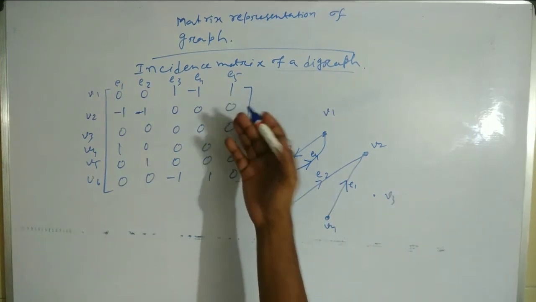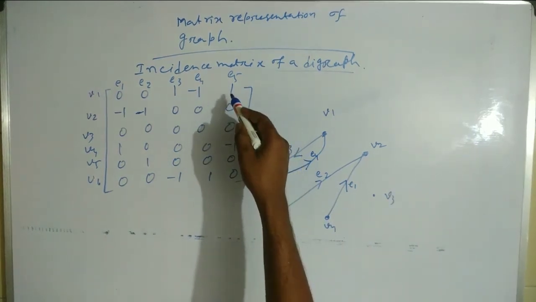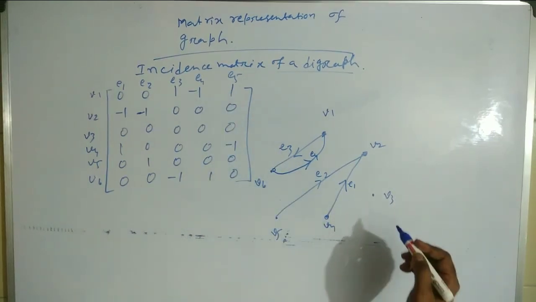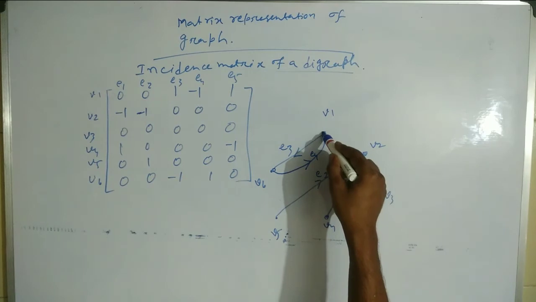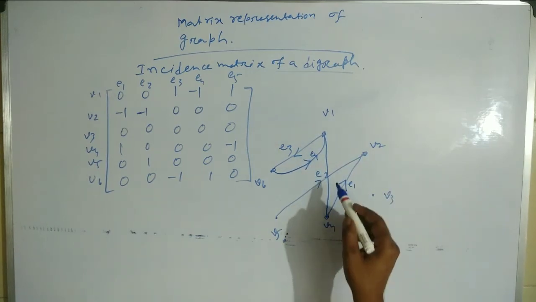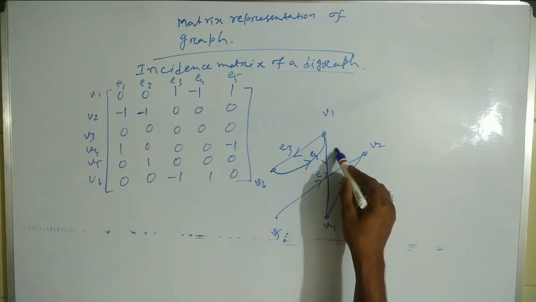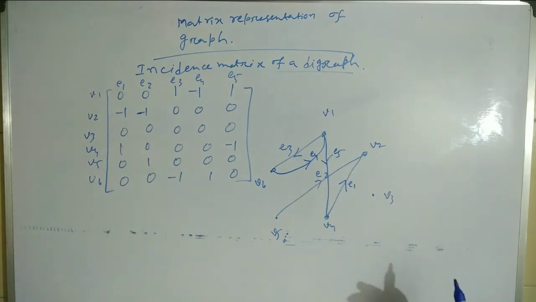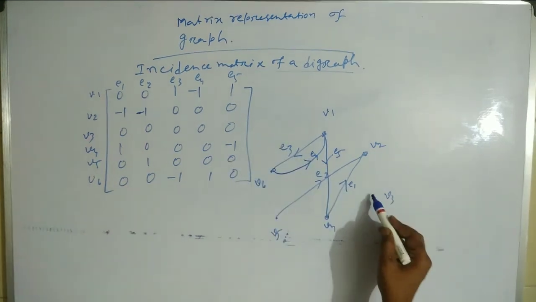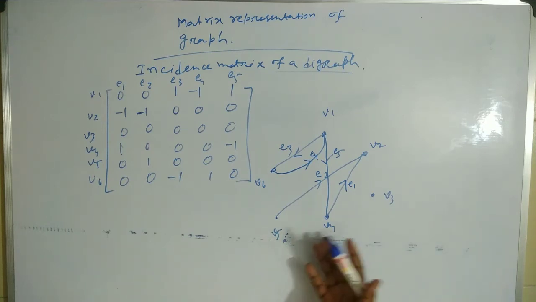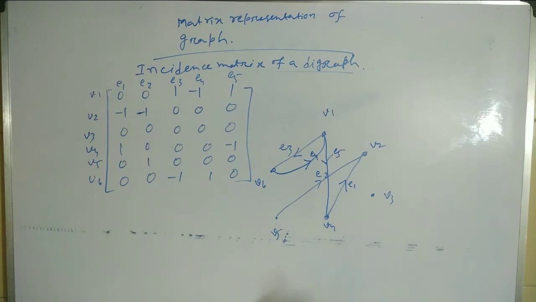Next, E5. E5 is going from V1 to V4. This will be like this, and the direction will be this, and the name of this edge will be E5. So this is our required graph. You can see that this is a disconnected graph because V3 is not connected with any of the other vertices.